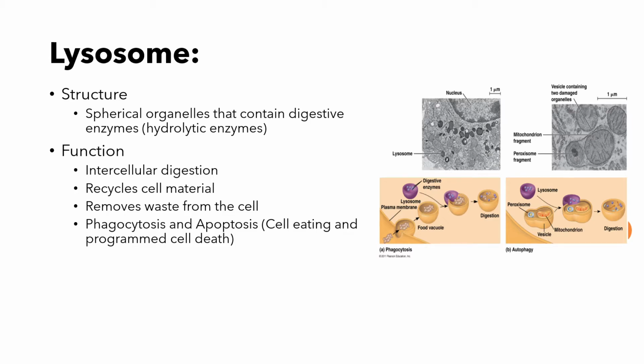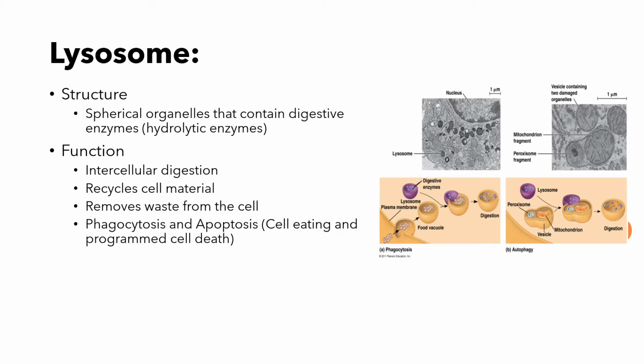Next, we have lysosomes, which are created by the Golgi complex. The structure of lysosomes is spherical organelles, and inside the lysosome are digestive hydrolytic enzymes, which work best in an acidic environment. And so the lysosome is acidic, just like how stomach acid in our stomach works best in an acidic environment.